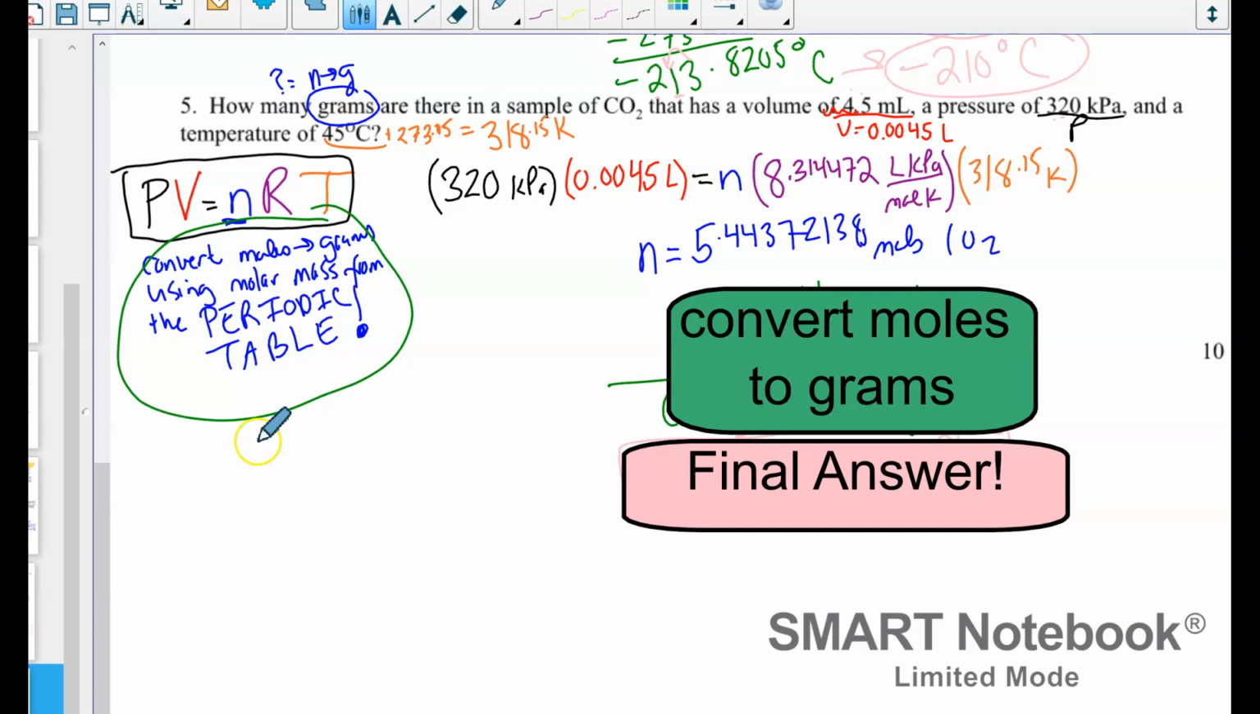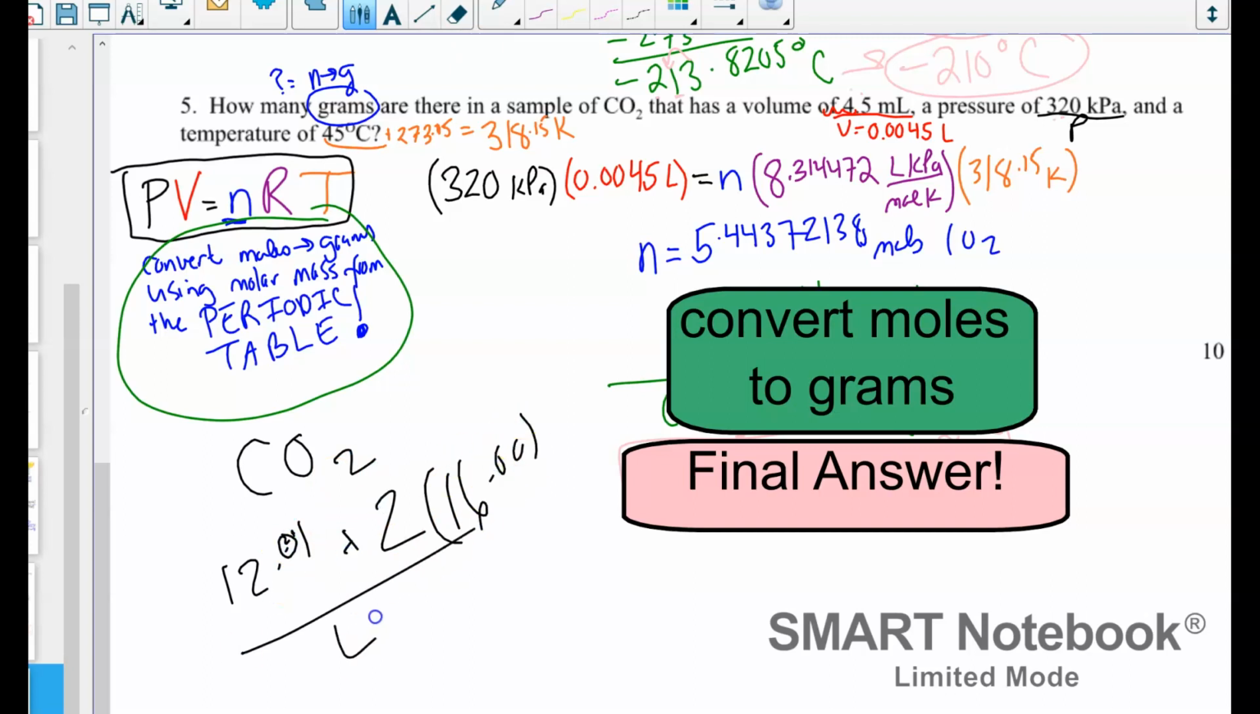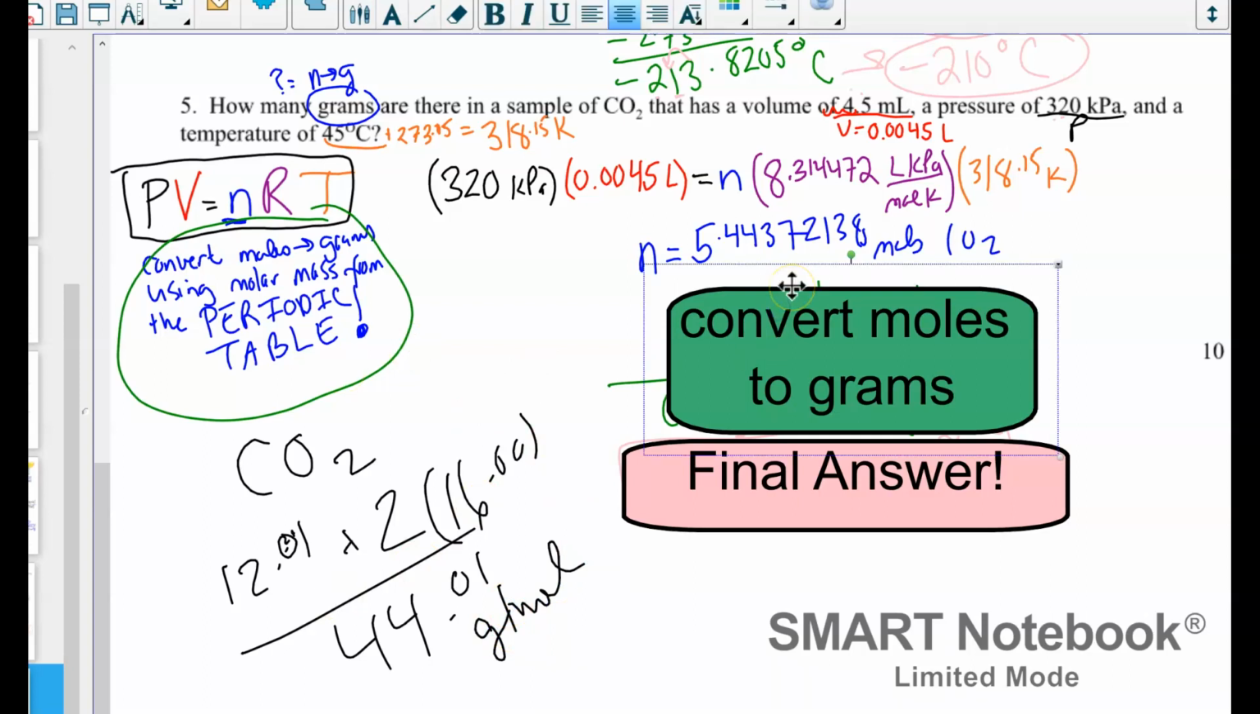So if we have CO2, carbon's molar mass is 12.01. Oh, I wrote it wrong. Pretend that I wrote it correctly. It's not 12.10, it's 12.01 grams per mole. Plus there's 2 oxygen, and oxygen's 16. So carbon dioxide has a molar mass of 44.01 grams per mole. Get that from the periodic table, or maybe you've just memorized it by now.